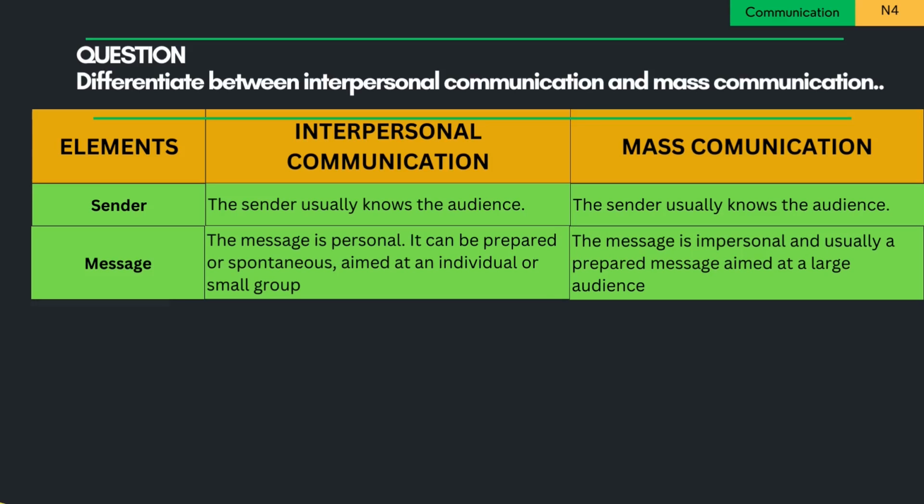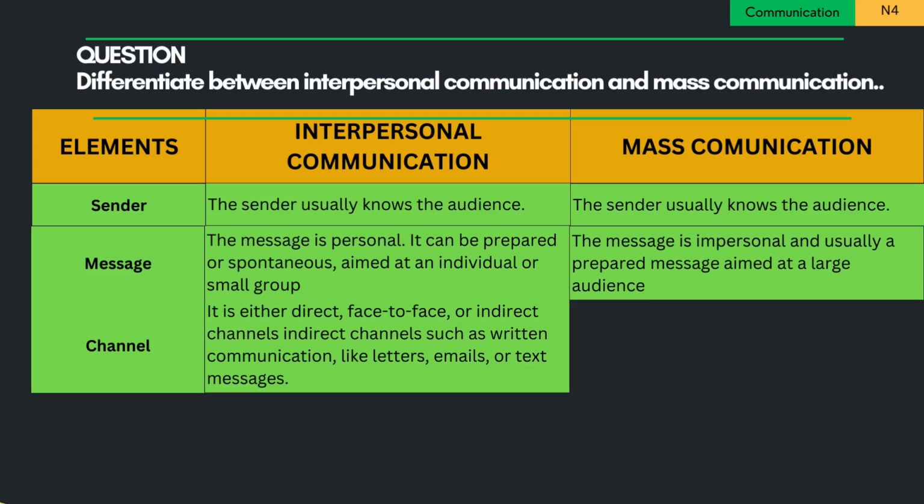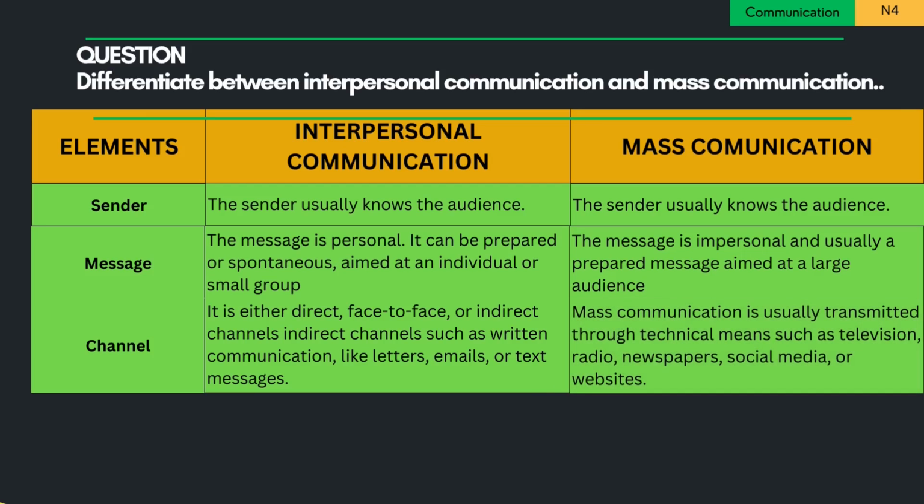3. The channel. In interpersonal communication, the channel is either direct, face-to-face, or indirect channels such as written communication, like letters, emails, or text messages. On the other hand, mass communication is usually transmitted through technical means such as television, radio, newspapers, social media, or websites.